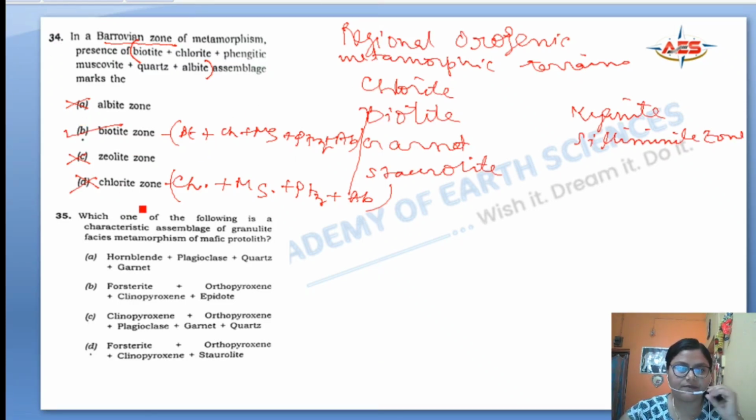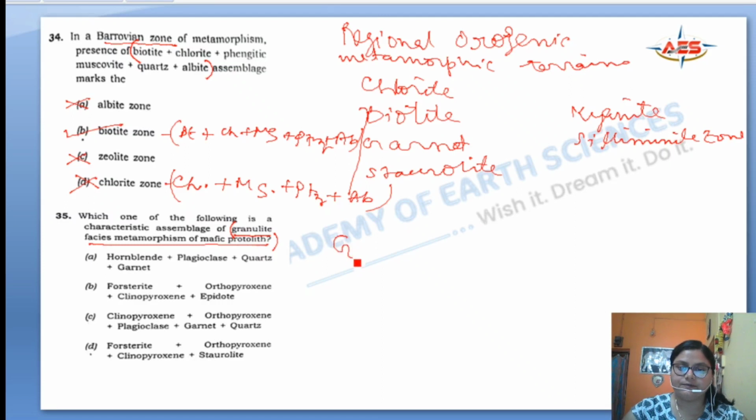What is in question number 35? Which one of the following is a characteristic assemblage of the granulite facies metamorphism of mafic rock? Which mineral assemblage occurs in granulite facies metamorphism of mafic rock? Option A: hornblende, plagioclase, quartz, garnet. Option B: forsterite, orthopyroxene, clinopyroxene, epidote. Option C: clinopyroxene, orthopyroxene, plagioclase, garnet, quartz. And forsterite, orthopyroxene, clinopyroxene and staurolite in option D.